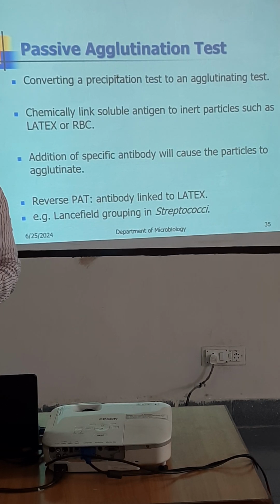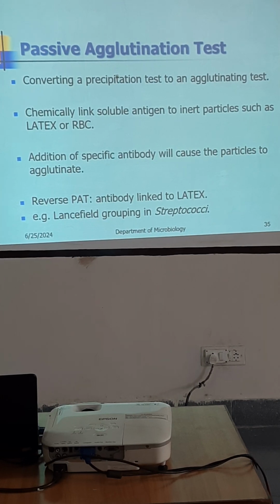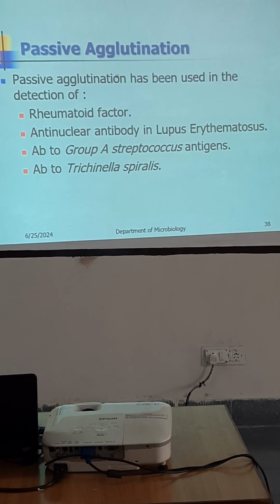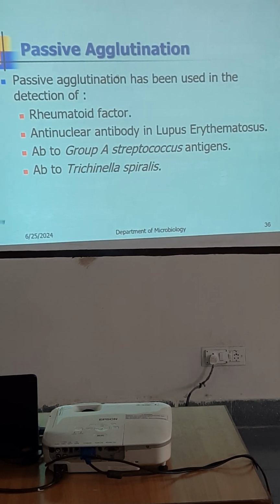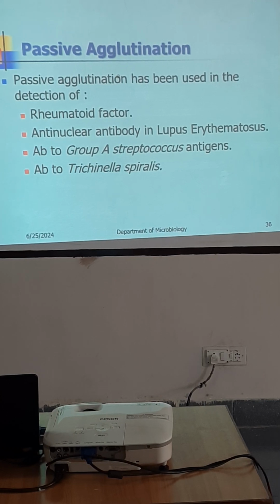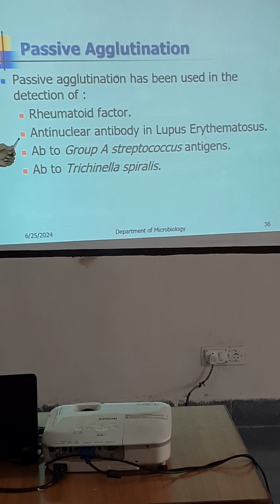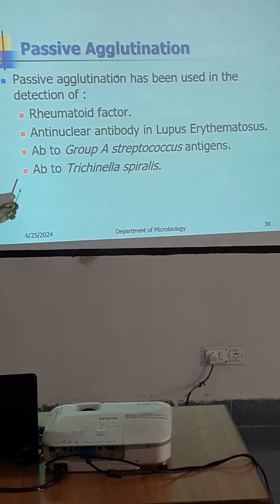An example is the reverse passive agglutination test, where antibody is linked to a latex particle, as in Lancefield grouping of streptococci. Other examples are used for detection of rheumatoid factors, antinuclear antibody in lupus erythematosus, antibody to streptococcus antigens, and antibody to Trichinella spiralis.